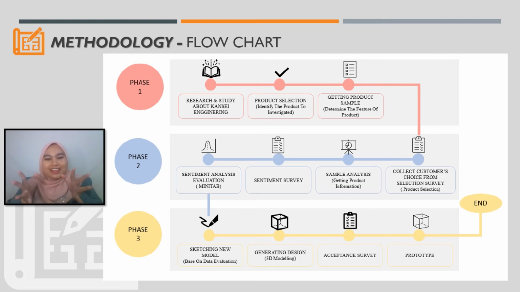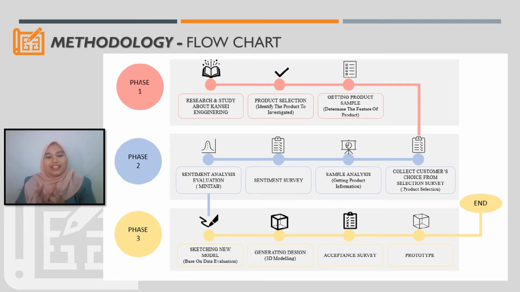As you can see in the slides, it shows the flow chart from starting the studies until the end. They have 3 phases: phase 1 is related to objective 1 to be achieved, phase 2 is related to objective 2, as well as phase 3 is related to objective 3.